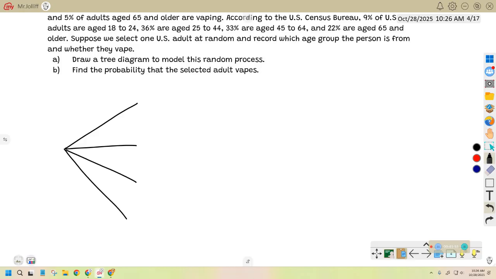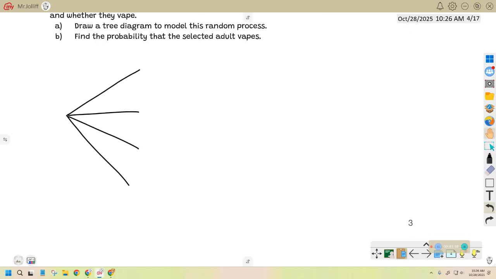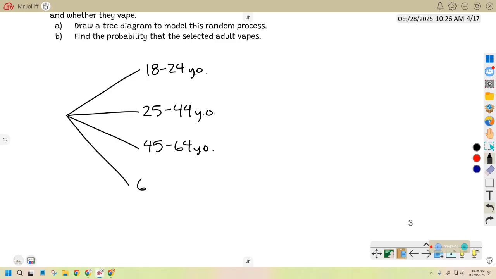And I can't draw, so bear with me here. And then I'm going to record 2 things on those branches. The nodes here at the end are going to be the age groups. So first age group was what? 18 to 24 years old. Next one was 25 to 44. Okay, next one was 45 to 64. And then 65 and older, yeah?